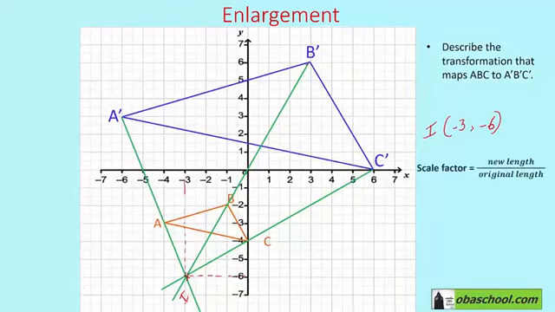Now what's left is to find the scale factor. The rule for finding the scale factor is the new length of one side of the triangle divided by the original length. So let's go ahead and take any random side out of the new triangle. I'm going to take the side A prime B prime and divide its length by the side AB. So let's measure the length of A prime B prime and then measure the length of AB.